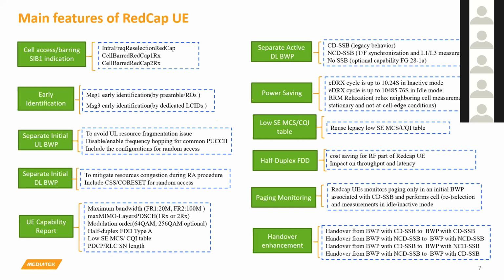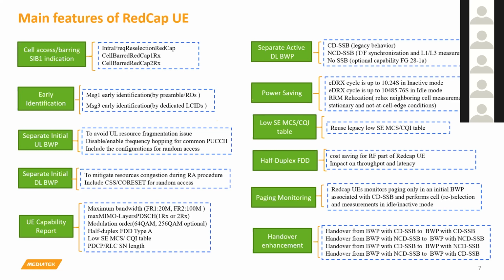Early identification enables RedCap UE to be identifiable to the network during initial access. Msg3 early indication is by a dedicated logical channel ID in the Msg3 MAC PDU. Msg1 early indication is by dedicated preambles or dedicated occasions according to the network's configuration.